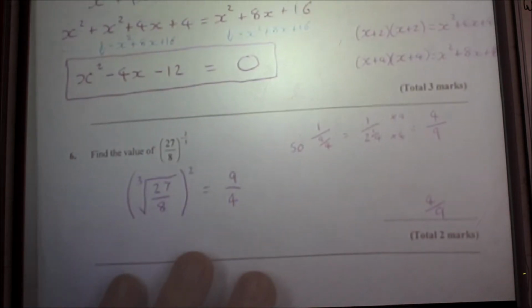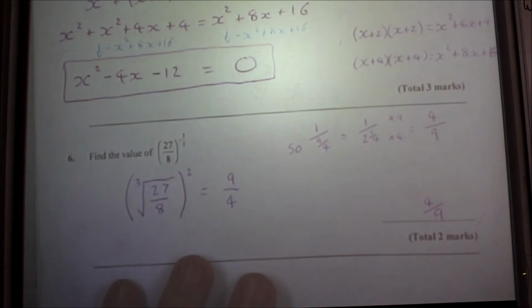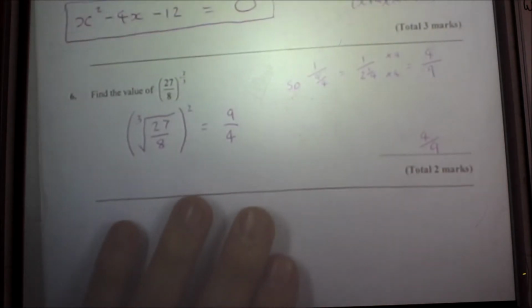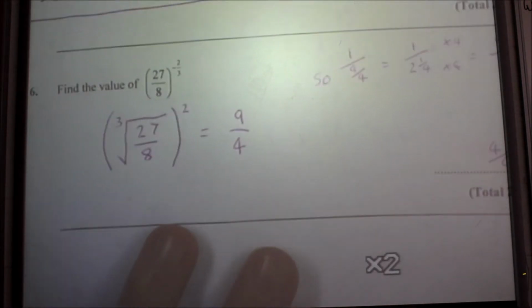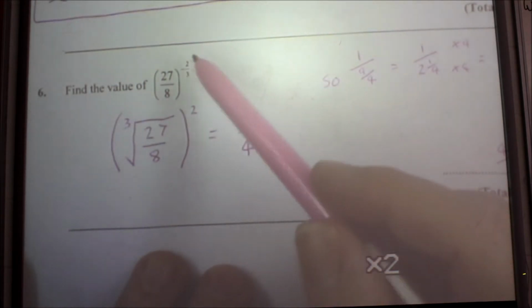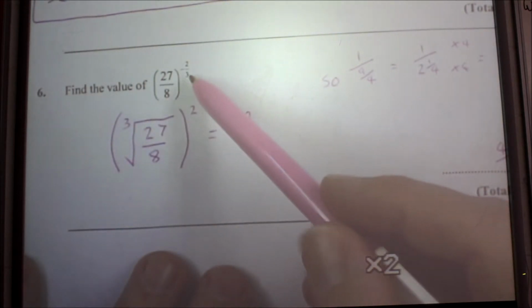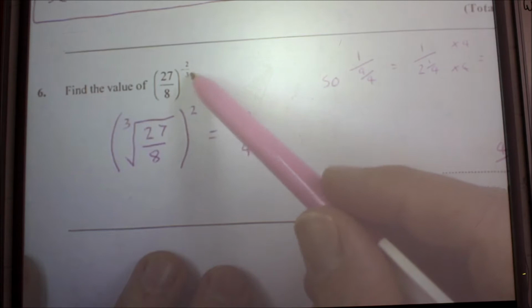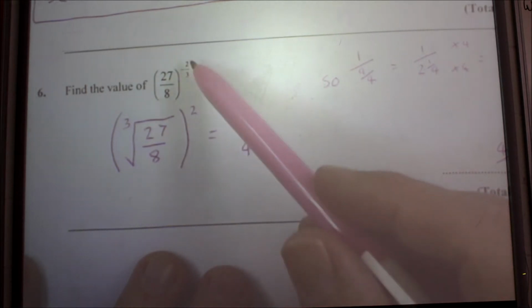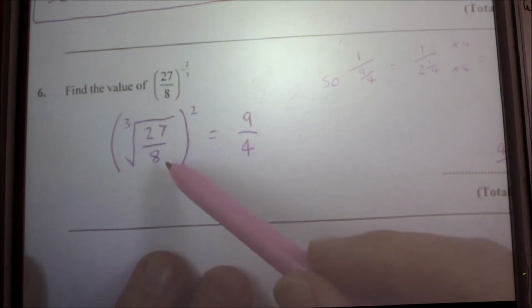Next one, find the value of 27 over 8 to the minus 2/3. First of all, we're going to ignore the minus for a second, because that makes it a bit more complicated. If it's the power 2 over 3, the bottom one means cube root it. So the cube root of 8 is 2, and the top one means to square it. So cube root of 8 is 2, squared is 4.